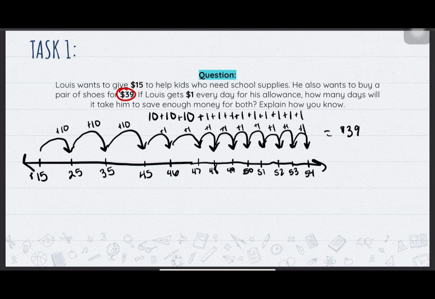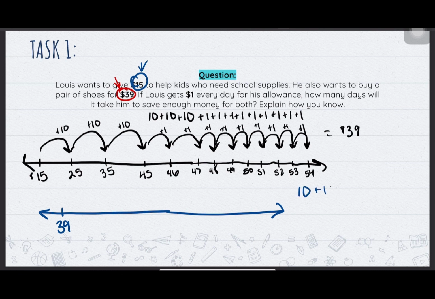Our second option would be, instead of adding 15 plus 39, we'd add 39 plus 15. So that would look like, we're going to make another line graph here. And so instead we would start with 39. And then we'd break up the 15. So that would be 10 plus 1 plus 1 plus 1 plus 1 plus 1.